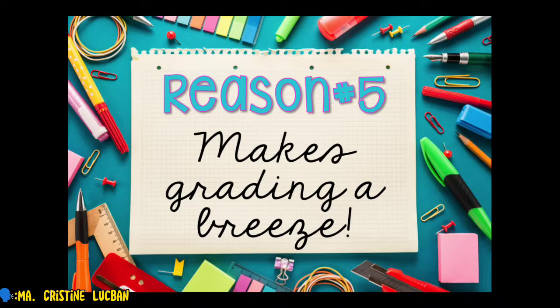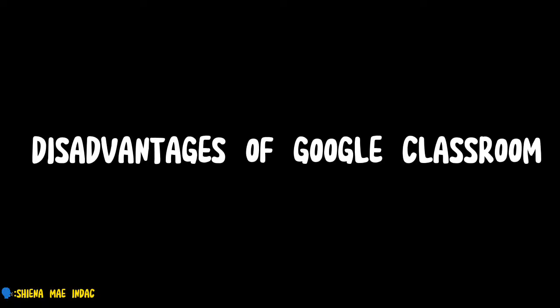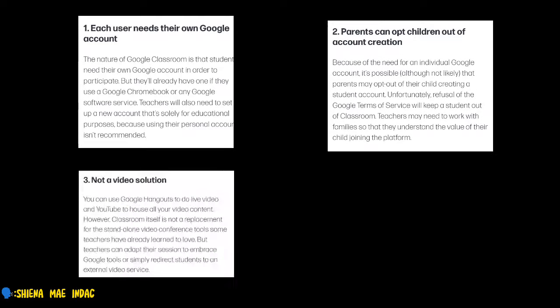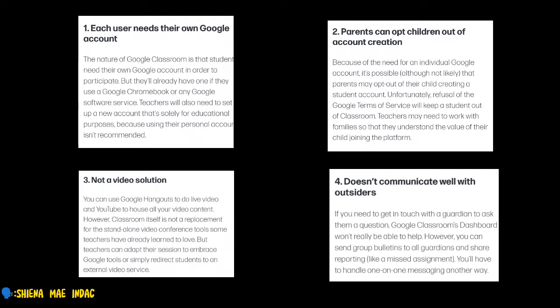Reason number 5, it makes grading a breeze. Within a Google Classroom, it's possible to use Google Forms to create and share quizzes that are automatically graded as students turn them in. You will not only spend less time grading, but also your students will get instant feedback on their work. Of course, nothing is perfect, and the Classroom tool has a way to go for becoming the all-in-one dashboard and classroom content hub teachers are asking for.